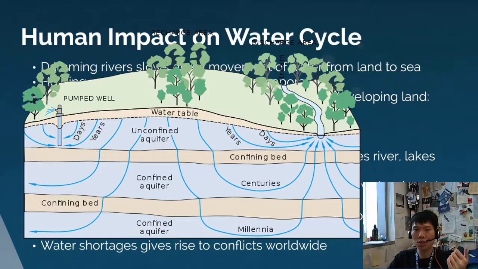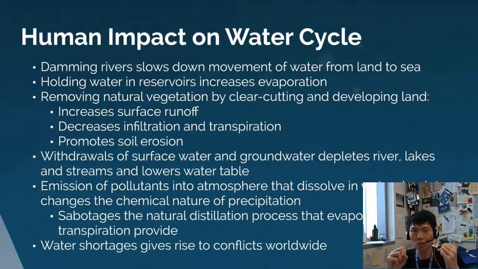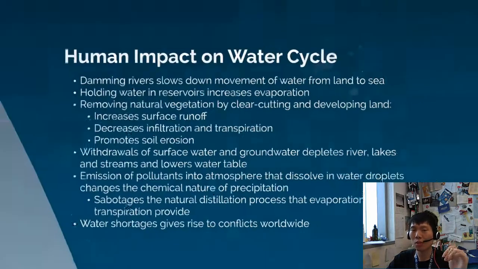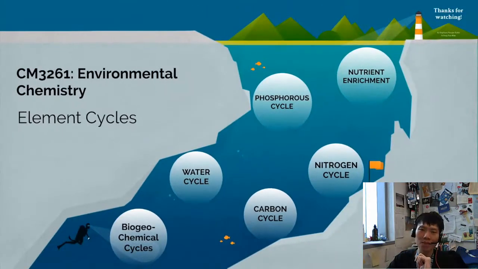And the emission of pollutants into the atmosphere then dissolve in water droplets and change the chemical nature of precipitation. We have a bit of acidity inside the rainwater, probably about pH 6.7. So you have this change in the chemical nature of precipitation, which will sabotage the natural distillation process that evaporation and transpiration provide. And water shortages have also given rise to conflicts worldwide, in particular in the Middle East, in country X, somewhere in the Middle East. I want you to think a little bit more about that, and that brings us to the end of the water cycle. Cheers.